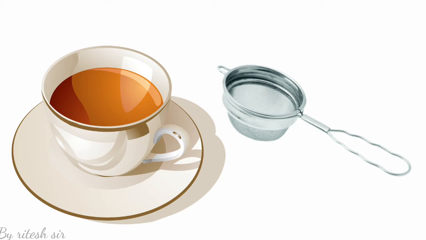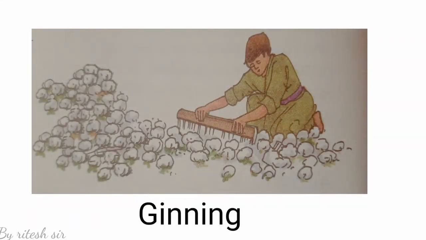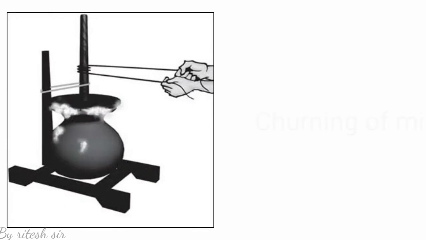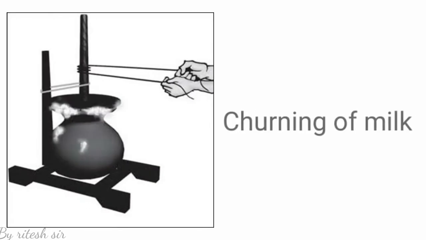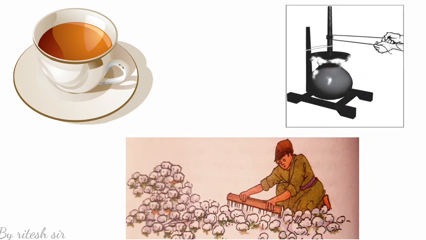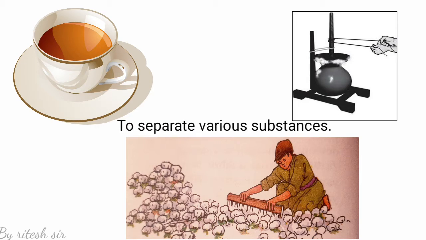In chapter number 3, Fiber to Fabric, you have already learned about ginning. In that process, cotton fibers are separated from seed. Now, let us take another example, churning of milk or curd. Here, churning means stirring continuously. In all of these examples, two different substances are separated. So, separation of substances means to separate various substances.